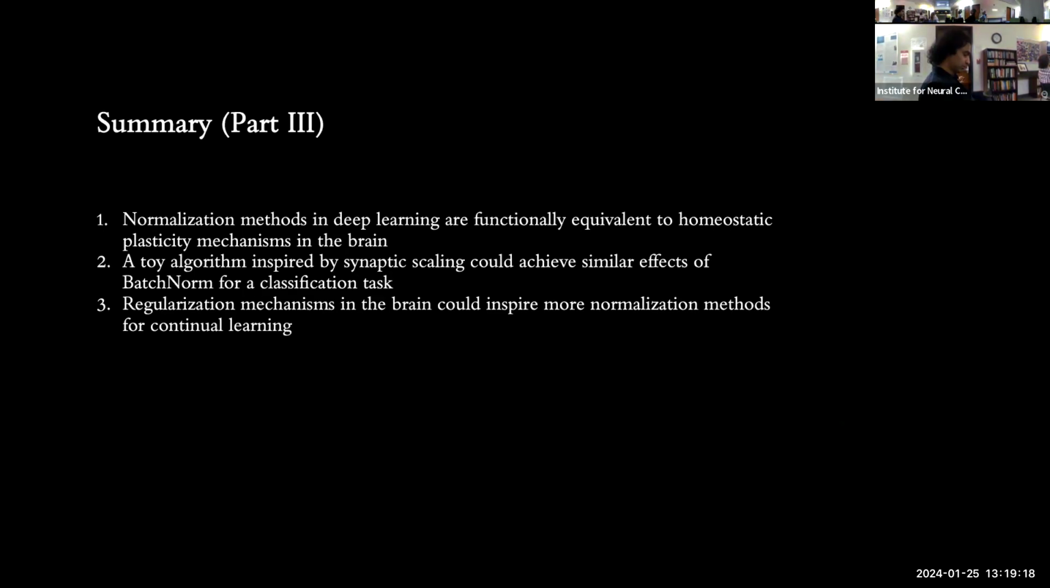Now, the summary for this part is that the normalization methods in deep learning are functionally equivalent to homeostatic plasticity mechanisms in the brain. And I showed you a toy model inspired by synaptic scaling that could achieve similar effects to batch normalization, at least for this simple classification task. And also, the regulation mechanisms in the brain could inspire more normalization methods for continual learning algorithms or machine learning in general.